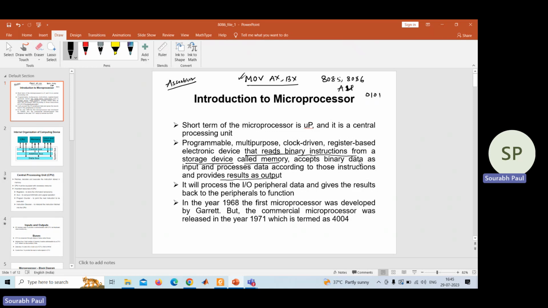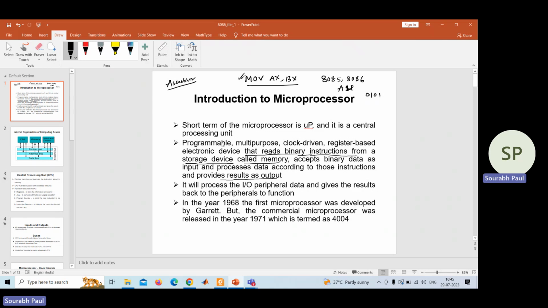and accept the binary data. So the processor will do operations on the binary data and it accepts binary data as input. Suppose some input device is connected to the processor, it will accept the data from the input device in binary form, and the processor will process the data and, according to whatever instruction it has got, it will provide the output. Okay, so this is known as a microprocessor.